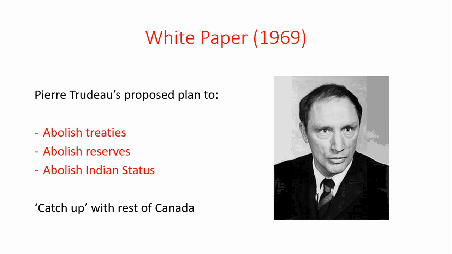And so what was proposed by Trudeau's government was to essentially get rid of everything about First Nations people that makes them different than the rest of Canadians, right? To abolish the treaties, get rid of the reserves, remove anything that has to do with Indian status, and essentially remove everything about them that makes them distinct and different, right? And so that was proposed in the white paper.